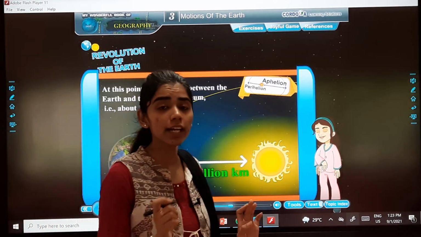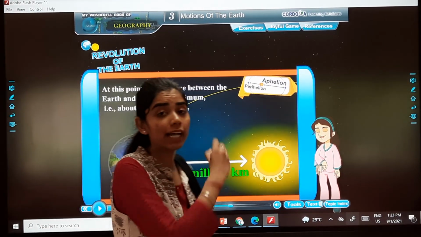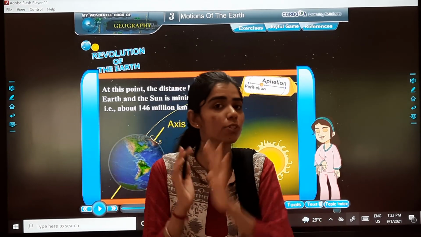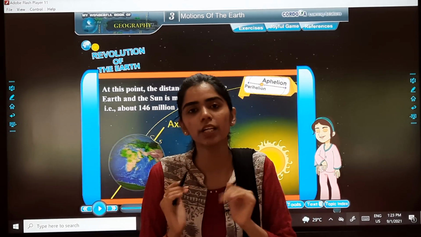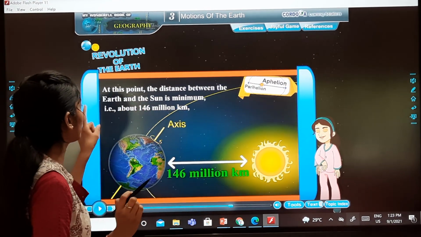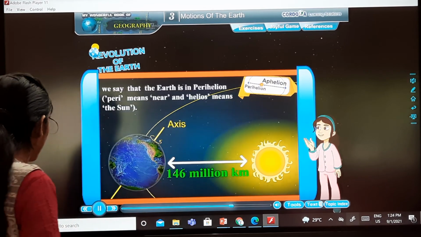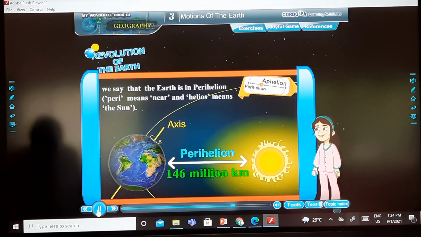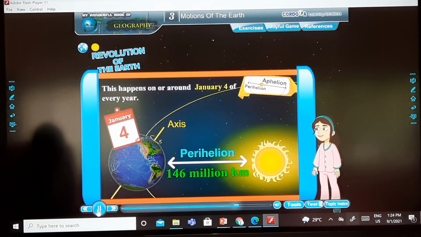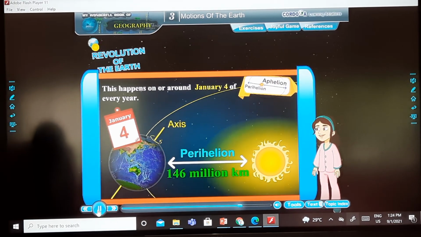See, as they said that it is oval in shape. It is not perfectly round. So what happens? When the revolution is going on, the distance keeps on changing. Sometimes it is very near, sometimes it goes far away. See, the distance between the earth and the sun is minimum, that is about 146 million kilometers, and we say that the earth is in perihelion. Peri means near and helios means the sun. This happens on or around January 4 of every year.